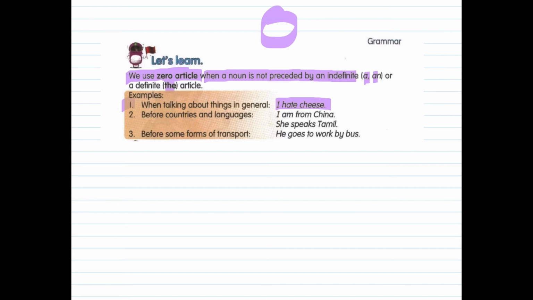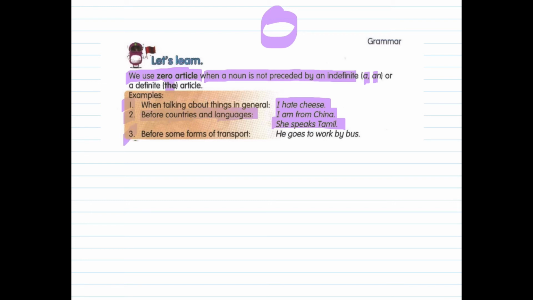Right. Number 2, before countries and languages. Right. For example, I am from China. Although China is a noun, isn't it? Name of a country. But because it is a country, you don't need to add articles in front of them. Okay? Before them. Right. And the next one, she speaks Tamil. You don't have to say she speaks the Tamil or she speaks a Tamil. That would be weird. Okay. So you put 0 articles, meaning you don't have to put articles before countries and languages.